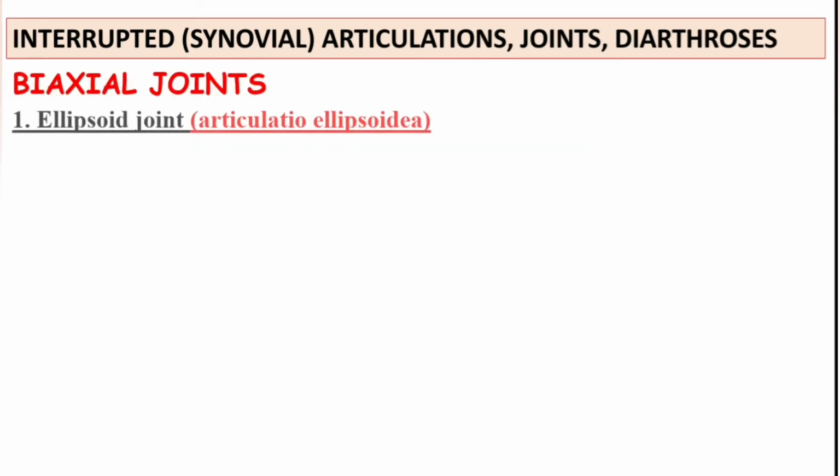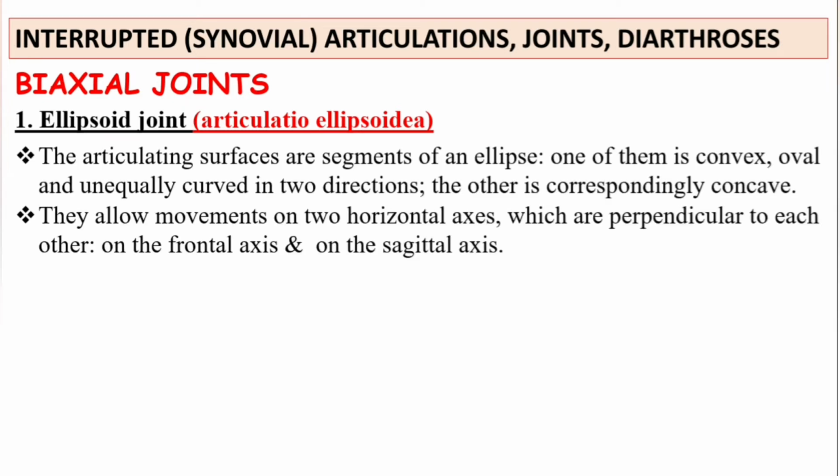Biaxial joints, right? In biaxial joints, the first one is the ellipsoid joint, articulatio ellipsoidea. The articulating surfaces are segments of an ellipse. One of them is convex, oval, and unequally curved in two directions. The other articular surface is correspondingly concave. These kinds of joints allow movements on two horizontal axes which are perpendicular to each other. So these are the movements.